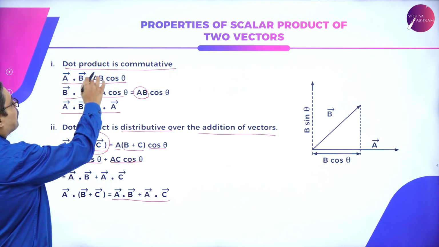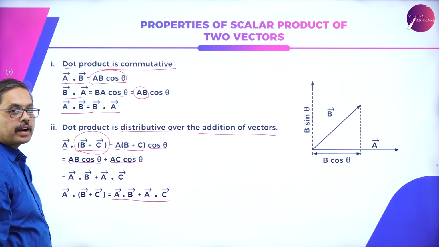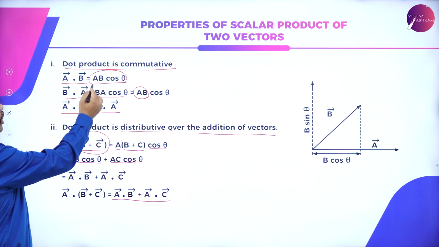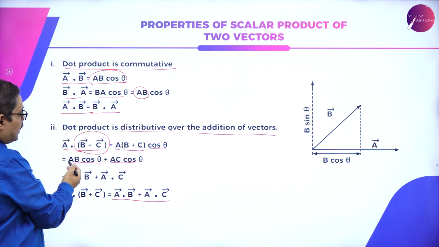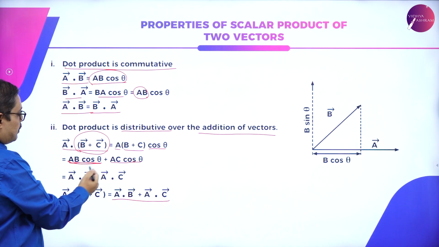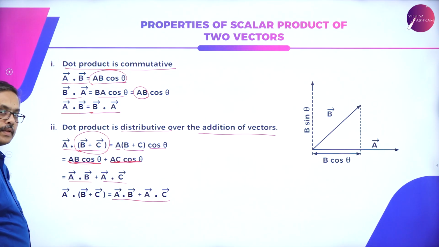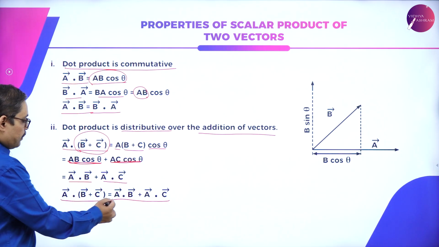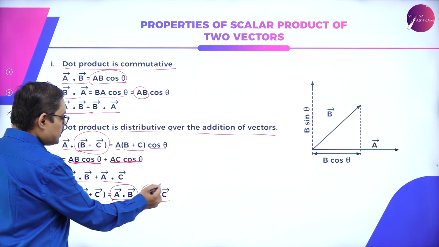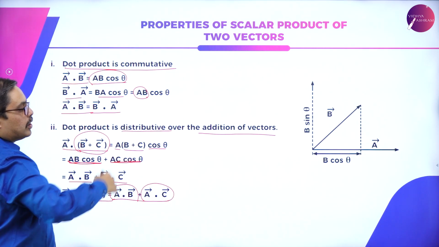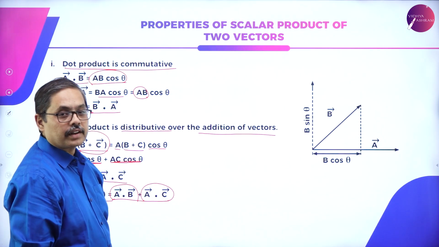Go back to the dot product of two vectors. What will that be? The dot product of two vectors is AB cos theta. So I can write AB cos theta as A dot B and AC cos theta as A dot C. So A dot of B plus C will be A dot B plus A dot C. This is distributive over the addition of vectors.